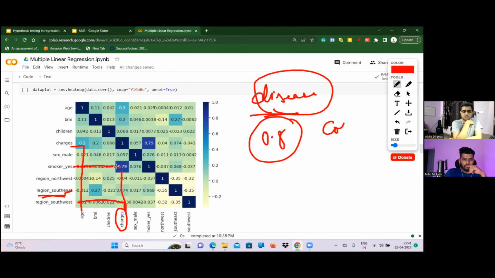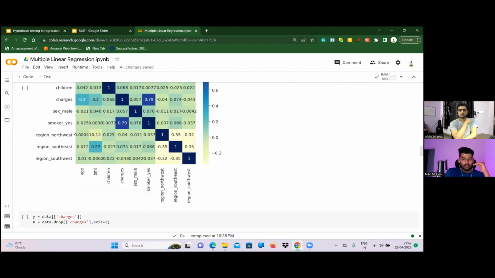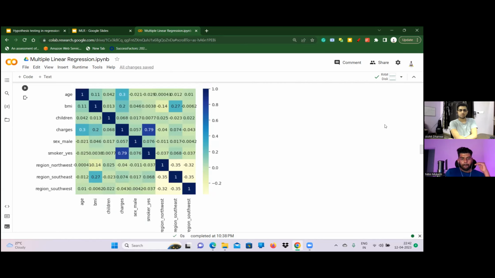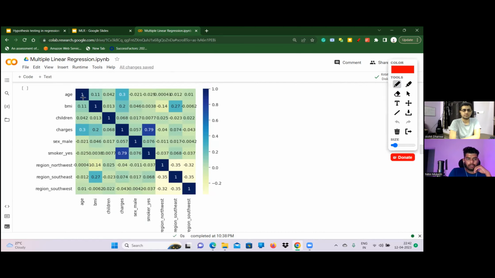So smoker, yes, has a very high correlation with the charges. That is going to be a very impactful variable once we try to model the relationship. Also, the correlation matrix is always symmetrical, so you just need one side, either below the diagonal or above the diagonal. You can choose any one. This diagonal element is always one because this is the correlation between itself.